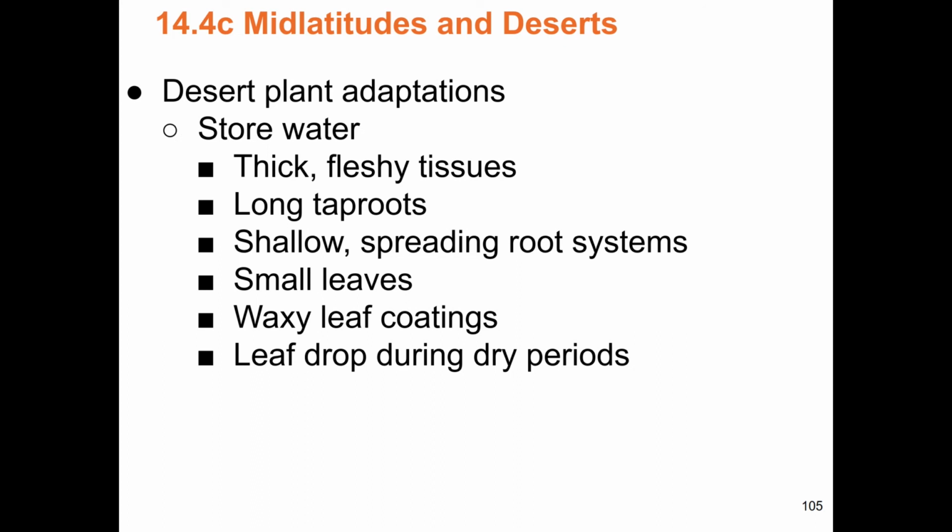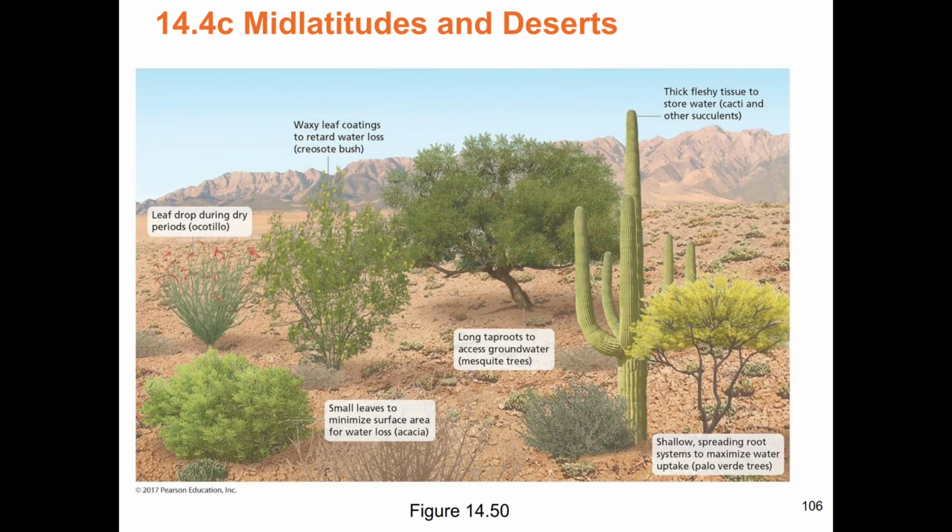Small leaves, waxy leaf coatings, leaf drop during dry periods, these are all desert plant adaptations. Here is a diagram including leaf drop during dry periods for ocotillo, waxy coatings on the creosote bush, long taproots on the mesquite trees, tiny leaves on the acacia, and thick fleshy tissue to store water.